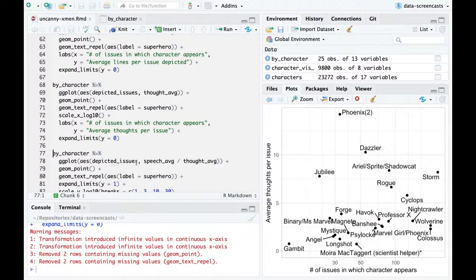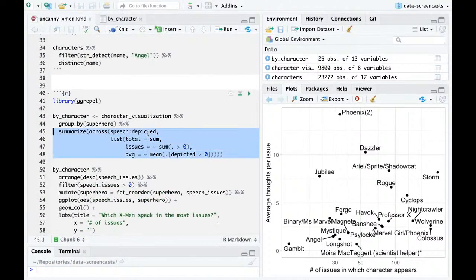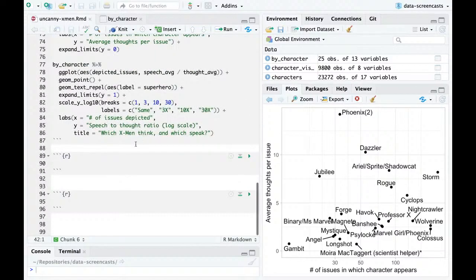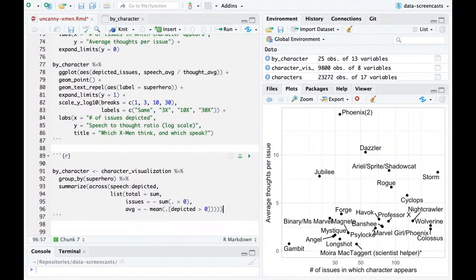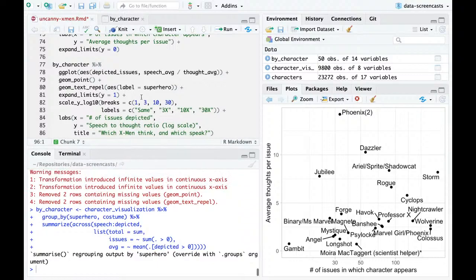The next is a question from Ramana. Does the speak-thought pattern change if in costume or not in costume? I think it's a great question. The way that we can answer it is to do the same aggregation, but to group it by two things, superhero and costume, before we do the aggregation.